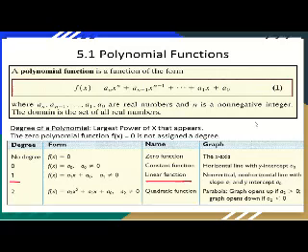Whenever it is a linear function, always remember you will get your graph as a straight line. How will you get your graph? Like this. You will get a graph as a straight line like this. Okay, so it is called a straight line graph. For a linear function, you will get the graph as a straight line.